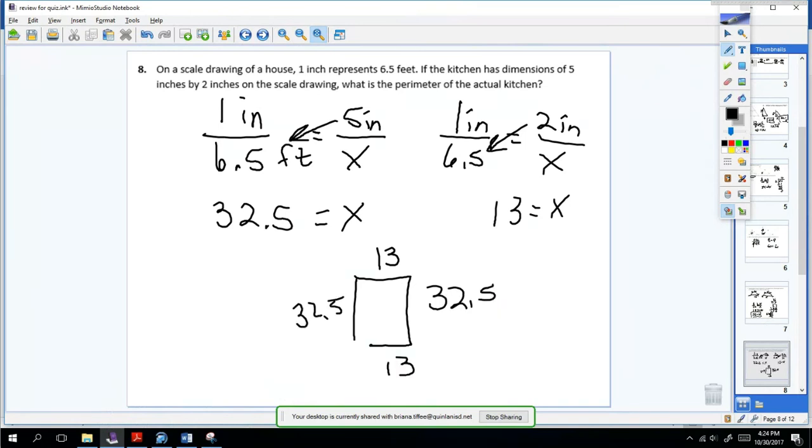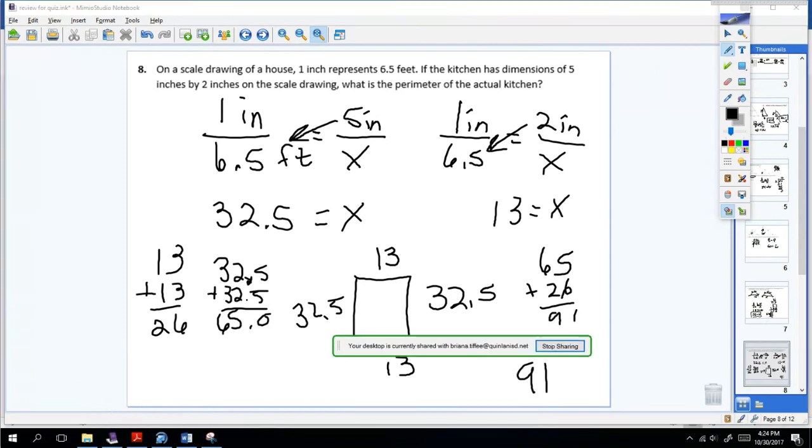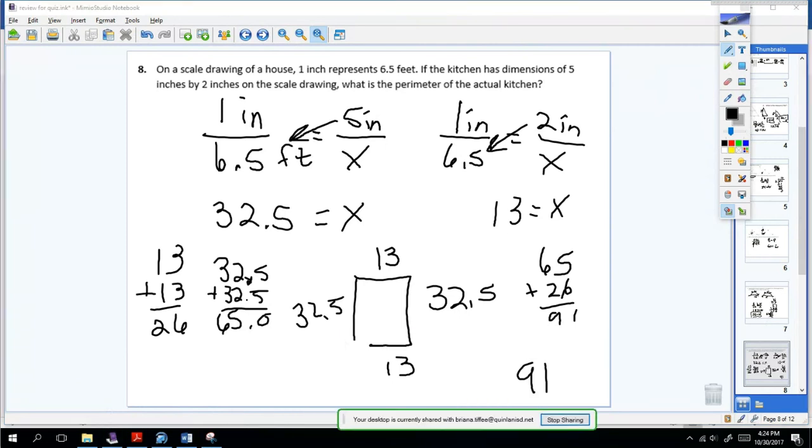So I got to find the perimeter. Well, you're going to do 13 plus 13, which is 26, 32.5 plus 32.5, which is 65. So you're going to do 65 plus 26, which is 91. My bad. So the perimeter is 91. Remember, perimeter is just adding up all the sides. Let me make sure I did that right, because I do make mistakes. Yep, 91. So it'd be 91 feet.